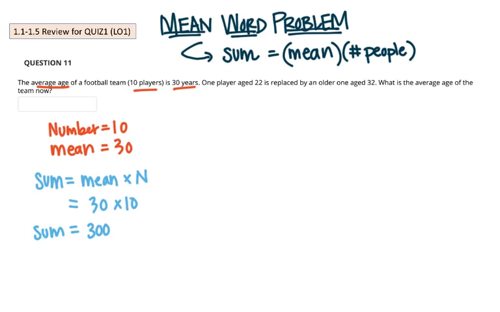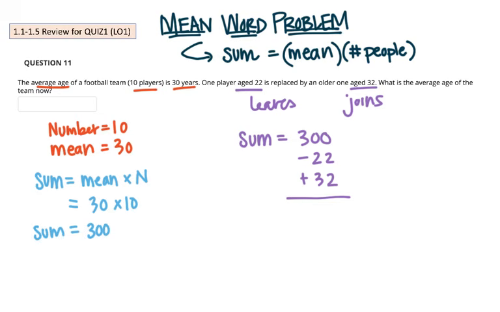So what that means is I know all the players have different ages, but we know that since the average is 30 and there's 10 of them, that all their ages add up to 300. But now look what happened. Someone who's 22 leaves, and someone who's 32 joins. So let's account for that in the sum. So the sum of their ages now are going to be a little bit more because an older guy replaced a younger guy. And now we want to know the new average.